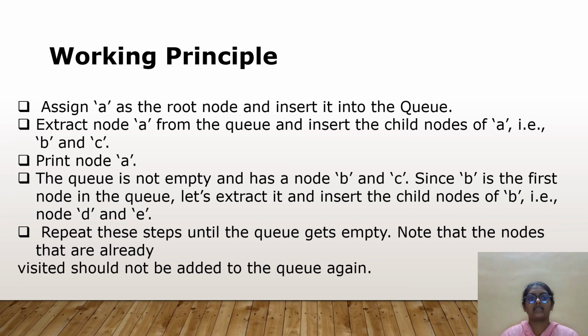Working principle. Assign A as the root node and insert it into the queue. Extract node A from the queue and insert the child nodes of A, that is B and C. Print node A. The queue is not empty and has nodes B and C. Since B is the first node in the queue, let's extract it and insert the child nodes of B, that is nodes D and E. Repeat these steps until the queue gets empty. Note that the nodes that are already visited should not be added to the queue again.